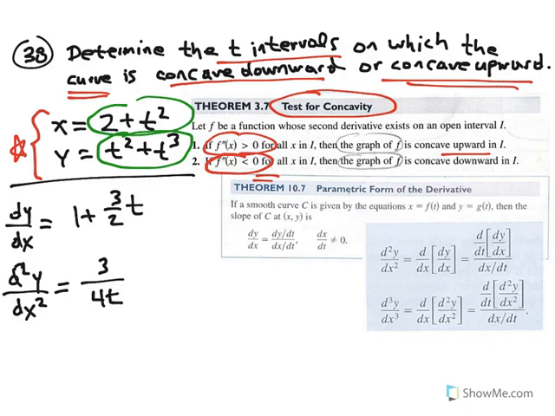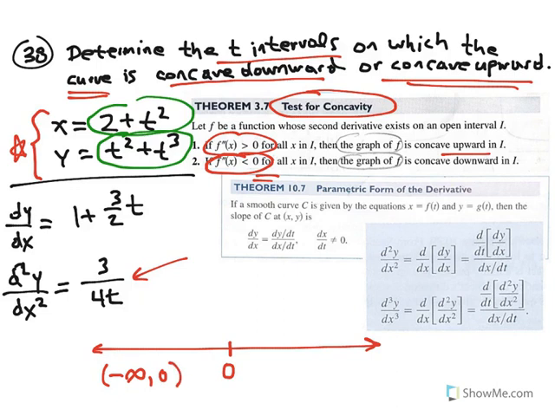So you need to look at the second derivative, and you will see that when t is equal to 0, the second derivative would be undefined. So you can draw a number line, and you can have t equal to 0, and before that you have t going from negative infinity to 0, and after t is equal to 0, you have t going from 0 to infinity. So on each of those two intervals for t, you can check the sign of the second derivative by choosing a representative t value.